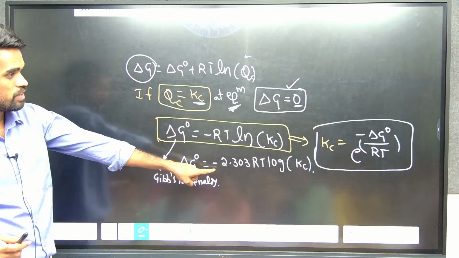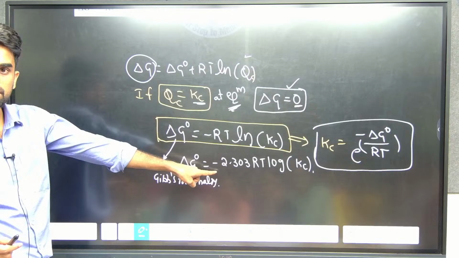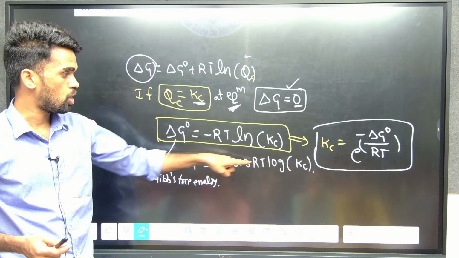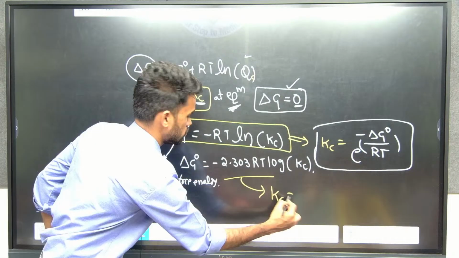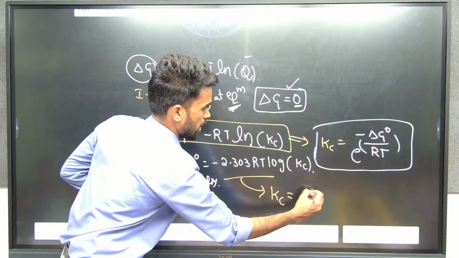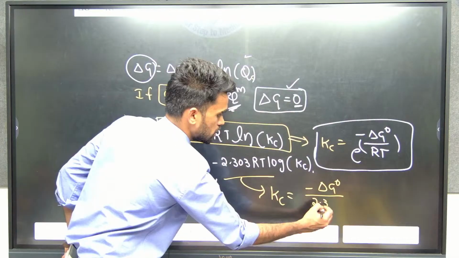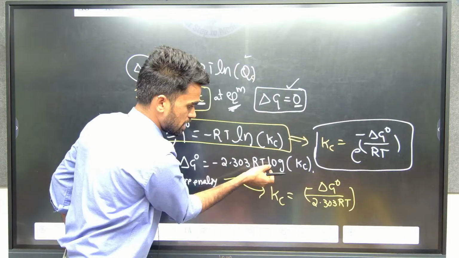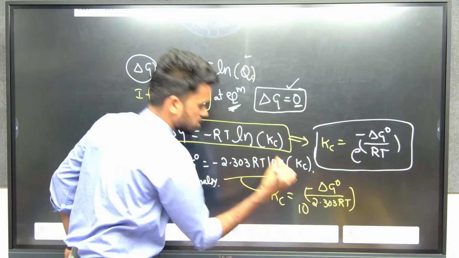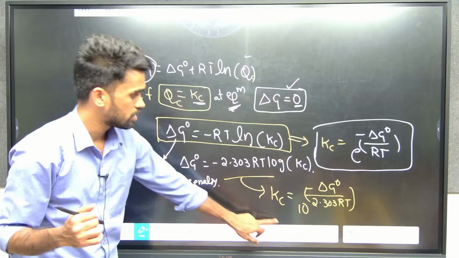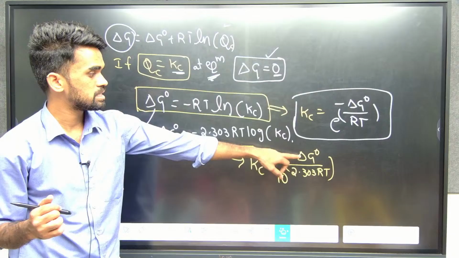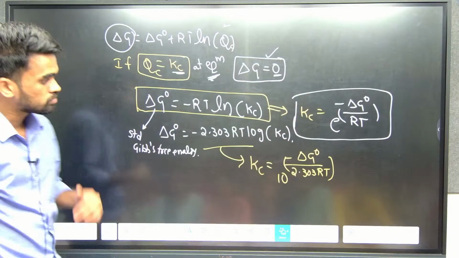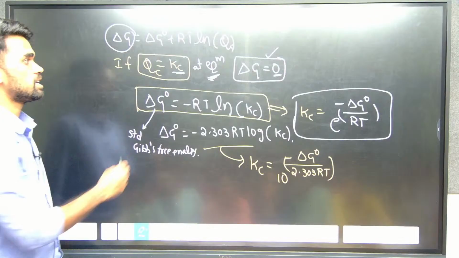Can you do the same thing for this one? If log comes to this side, it will be base 10. So Kc equals 10 to the power minus delta G naught by 2.303 RT. If log comes to this side, it becomes base 10. These are important equations.